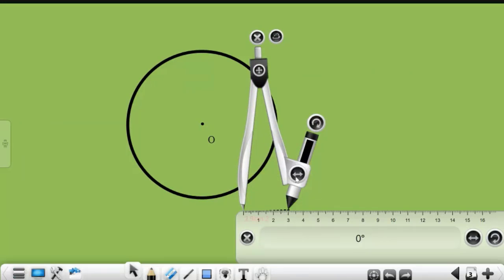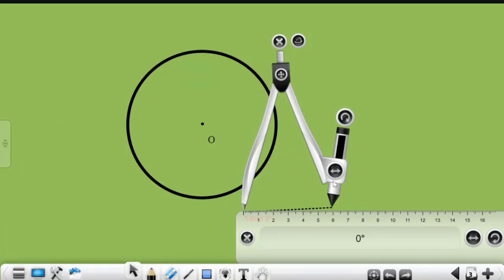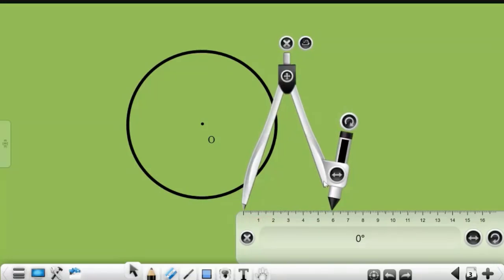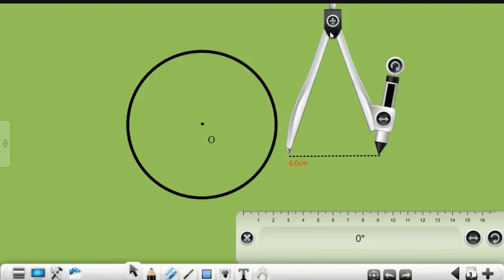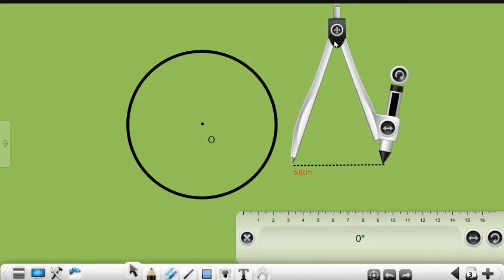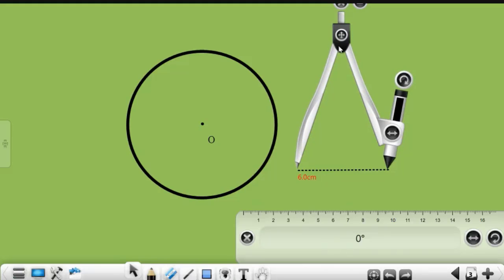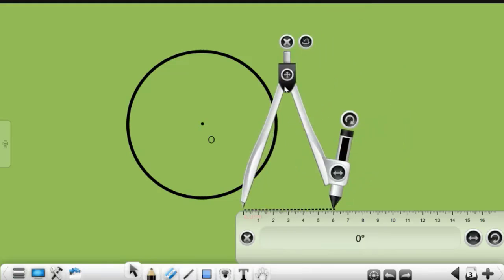Okay, 6 is okay. This one I don't follow the textbook because I cannot use the exact size in the textbook. So you still do the same thing. You have to measure using the compass, put on the ruler to measure the length. Always do the same thing when you need the size.